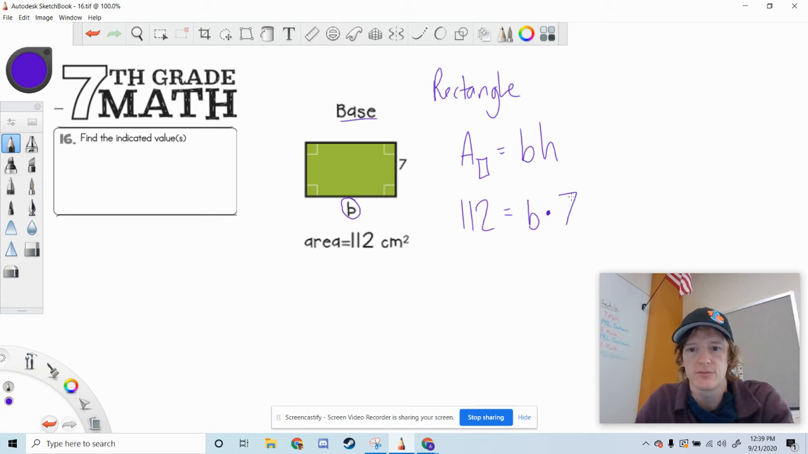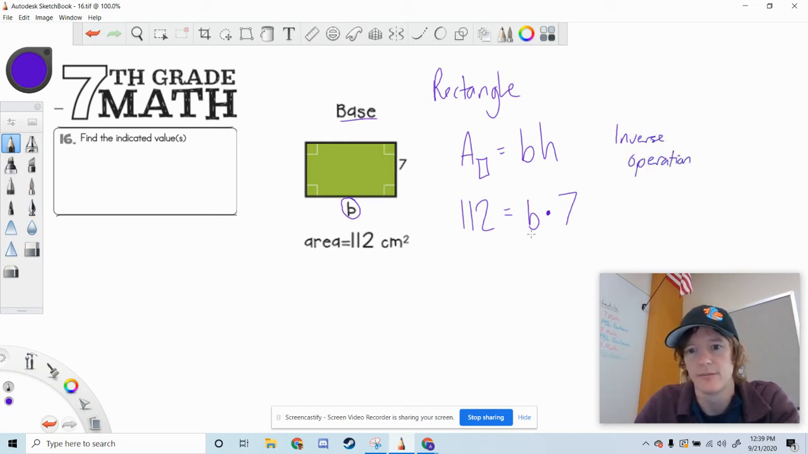Well, one thing we could do is maybe guess and check. It could be like, okay, well, if base is 10, 10 times 7 is 70. So that's not big enough. 12 times 7 is 84, not big enough. But another thing we could do, so that was guess and check, but I think that's going to take a little while. So another thing we can do is we can use an inverse operation.